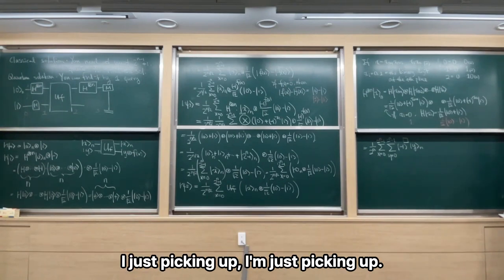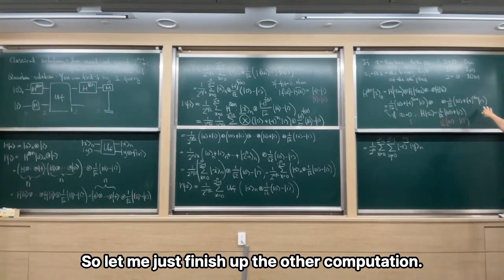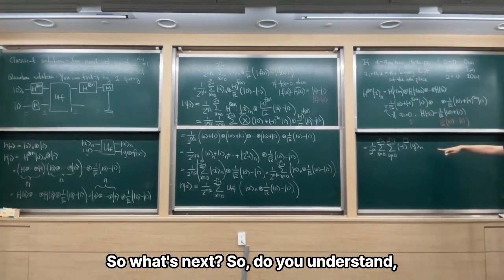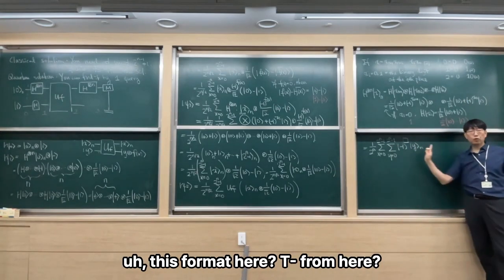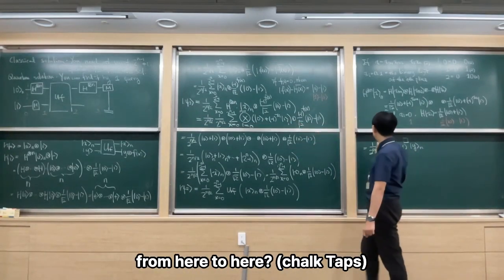I'm just picking one. Yeah, so let's leave it as a blank here. So let me just finish up the other computation. So what's next? Do you understand this format here? From here to here.